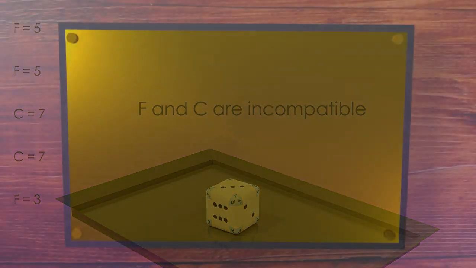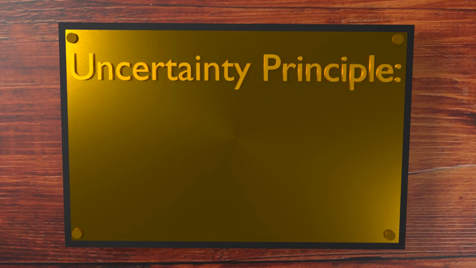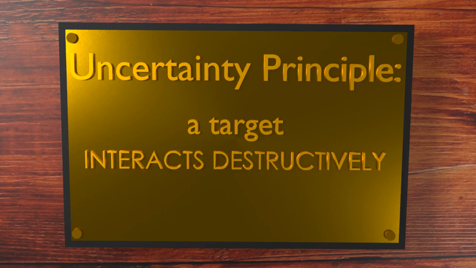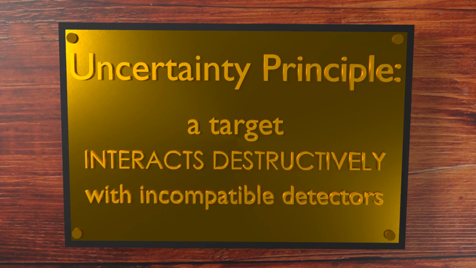So our third and final plaque is about the uncertainty principle. For a die, we cannot know both a face value and a corner value exactly. And there are many ways of saying this. Since we focus on detectors, we can say that a target interacts destructively with incompatible detectors.